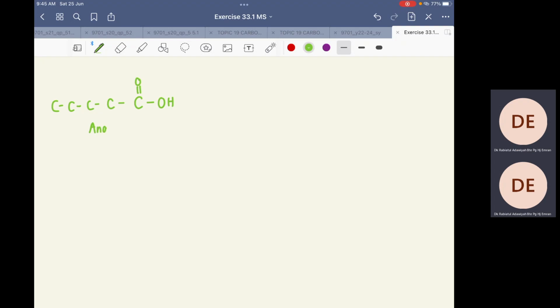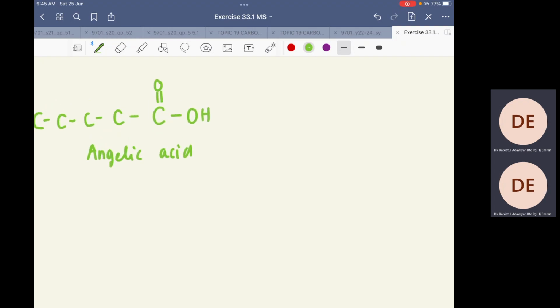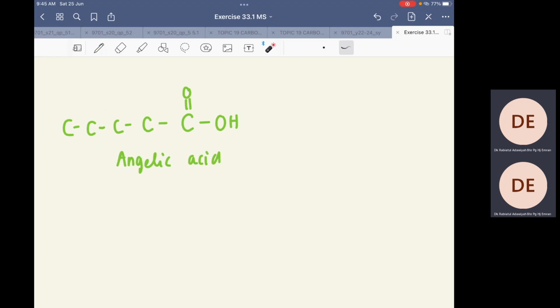Let's have a look at the formula again. C5H8, so this is the angelic acid. I'll just call it angelic acid. C5H8. So if you count the number of hydrogen, 1, 2, 3, 4, 5, 6, 7, 8, 9, 10, there's more hydrogen than what is stated in the formula. So my guess is there is a double bond somewhere. Okay, so this is still my proposed structure of angelic acid. I don't know it yet.